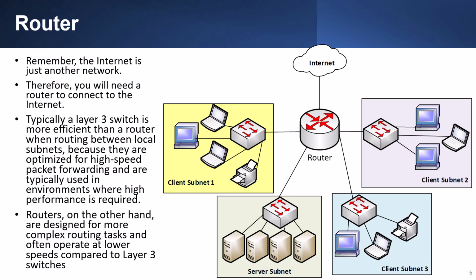Typically, a layer 3 switch is more efficient than a router when routing between local subnets because they're optimized for high-speed packet forwarding and are typically used in environments where high performance is required. Routers, on the other hand, are designed for more complex routing tasks and often operate at lower speeds compared to layer 3 switches.